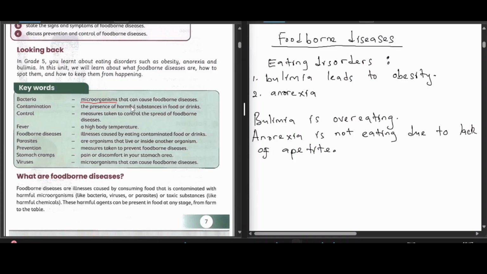Very minute, very small organisms which we cannot see with our naked eyes. But these organisms, they cause foodborne diseases. So a disease should be caused by something.